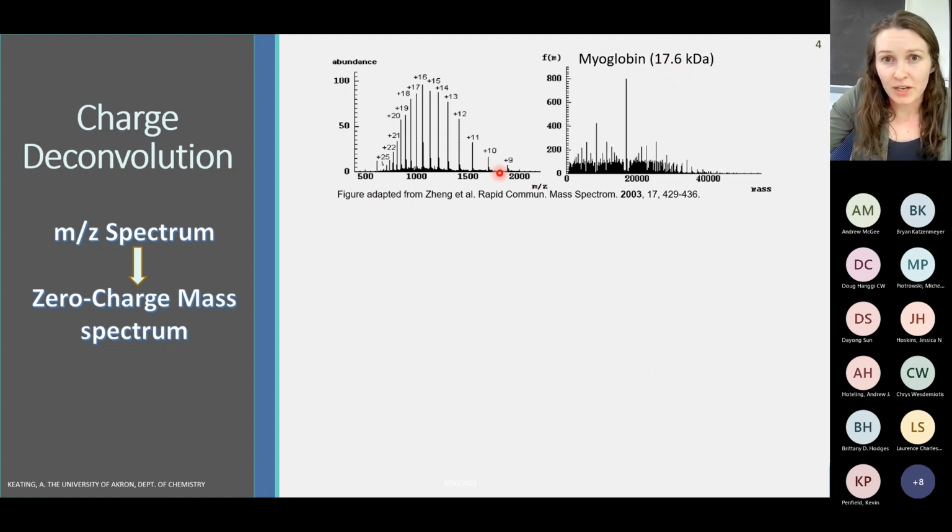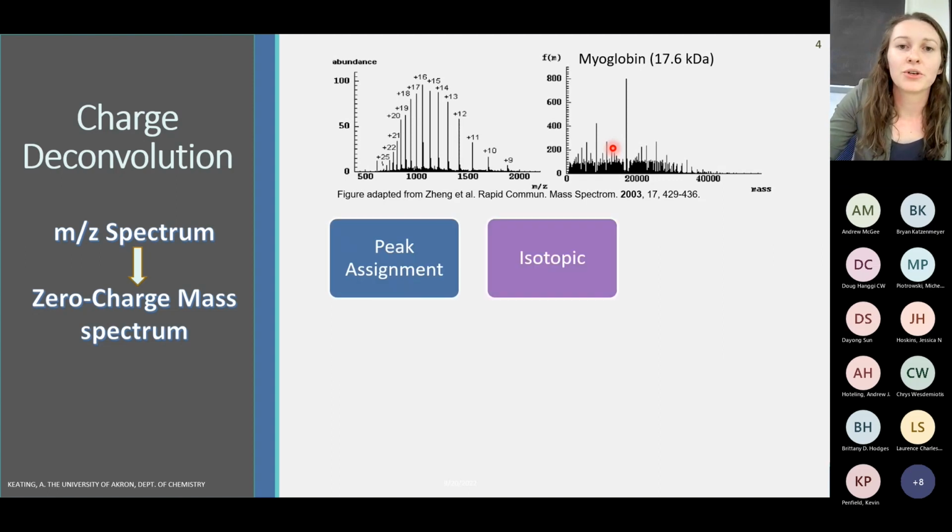So something like myoglobin can exist in a lot of different charge states, and so that creates this dispersity that then convolutes the analysis. And so ultimately, using charge deconvolution techniques, you can obtain a spectrum that yields just the exact mass rather than a mass to charge ratio.